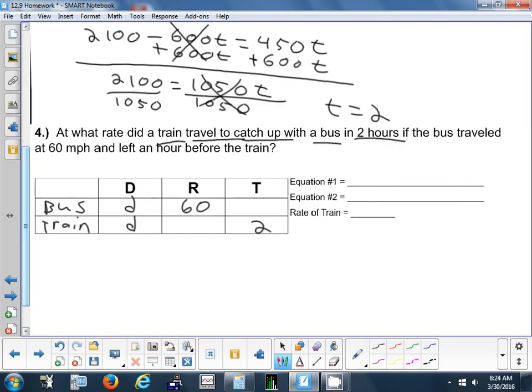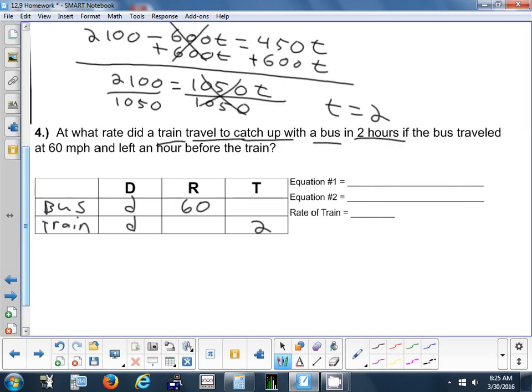Now the bus traveled at 60 miles an hour and the bus left before the train. So if the bus left before the train, how long has the bus been on the road? 3 hours. Oh, an hour. Yeah, because 2 minus 1 is an hour, right? Well, guys, you've already come to the point where you know that the bus has been traveling longer than the train, right? So the amount of time that the bus has been traveling has to be greater than what number? Justin? Is it 2 plus 1? 2 plus 1, right? Because it left an hour.